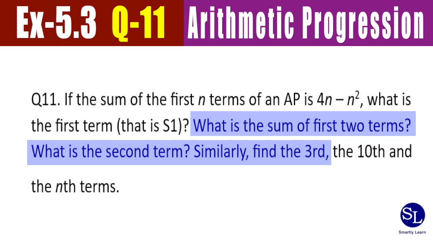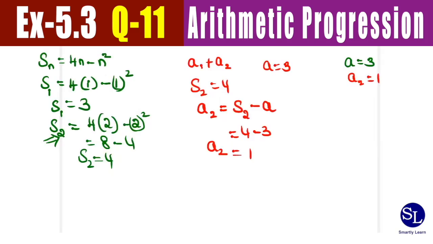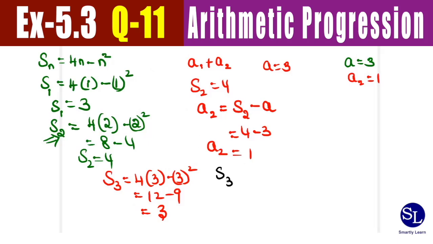Similarly, they are asking us to find the third term. So let us take the third term. So S3 can be generated as S3 is going to be equal to 4 into 3 minus 3 squared. So this is 12 minus 9, which is equal to 3. So S3 is 3 means, let's understand the significance of S3. S3 is equal to A1 plus A2 plus A3, meaning the sum of the first three terms.